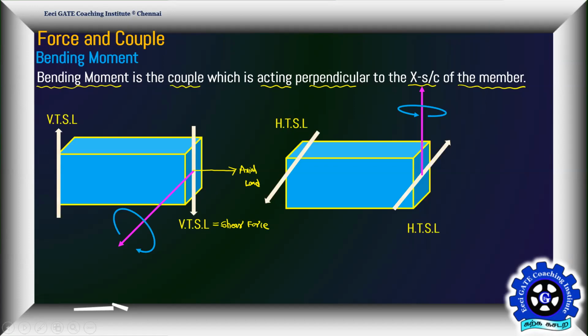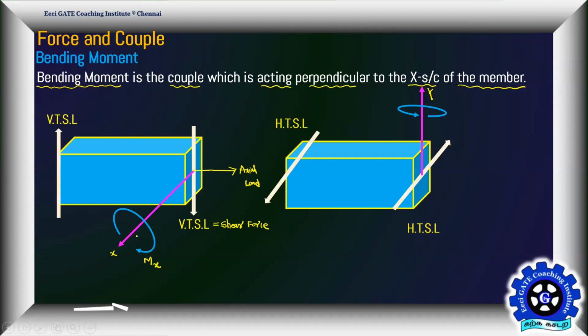One load is acting downward, another load is acting upward, equal in magnitude and unlike in nature. So what kind of moment is created here? This is X and this is Y. So you can call this Mx.